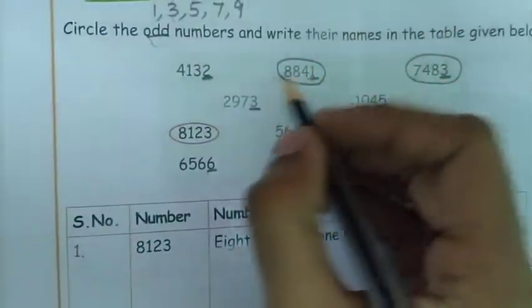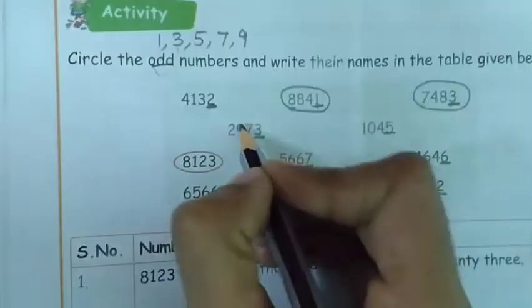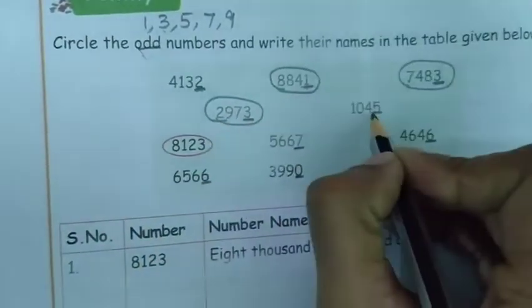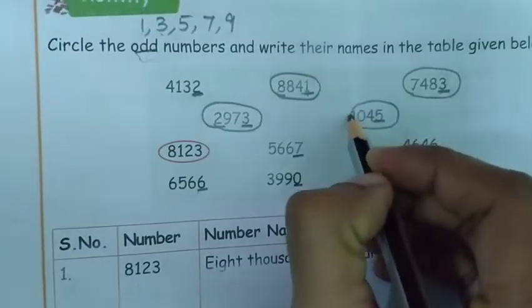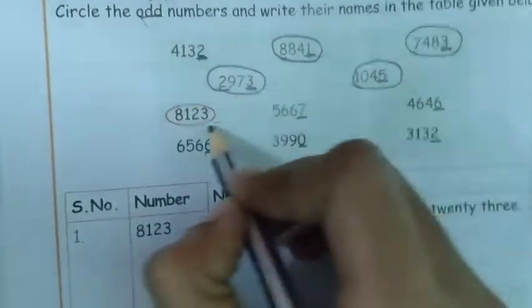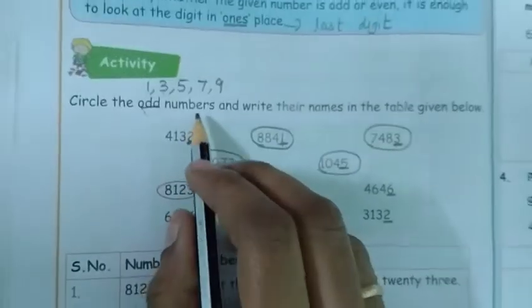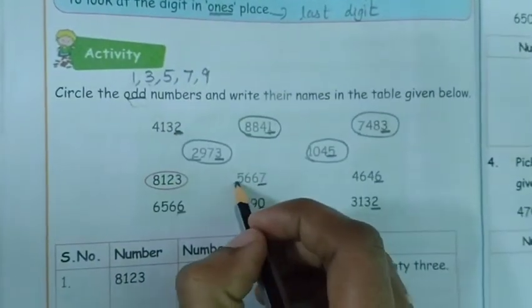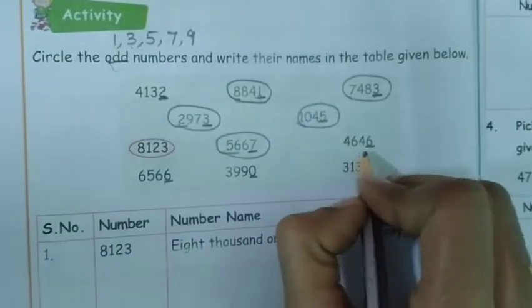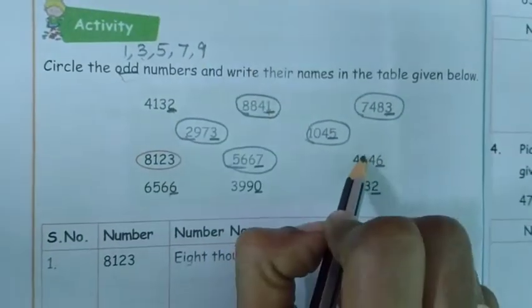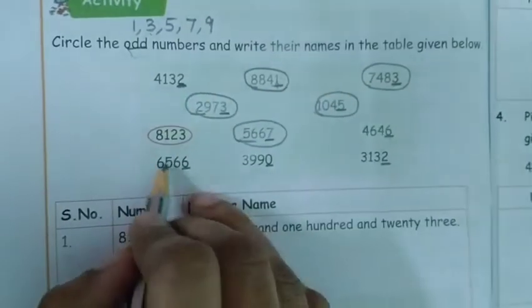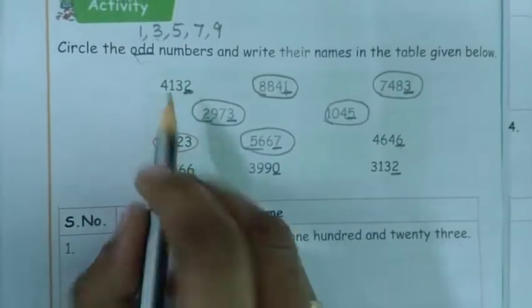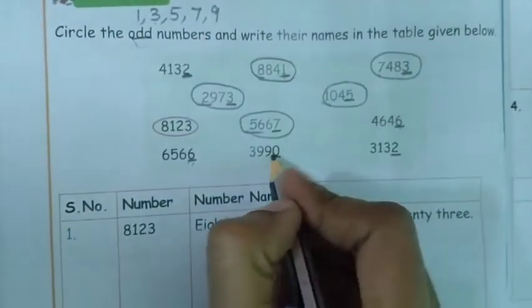Next, 3. 3 is also an odd number. So circle it. Next 5. 5 is an odd number. So circle. Next 7. 7 is an odd number. So circle it. Next, is 6 an odd number? No, this is an even number. So no need to put a circle. Next 6. Is 6 an odd number? No. 0 is not an odd number.